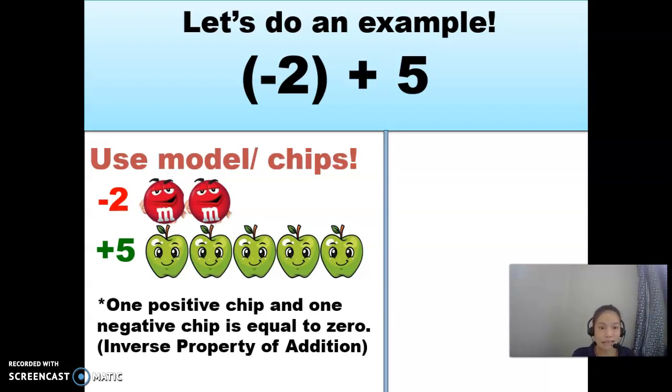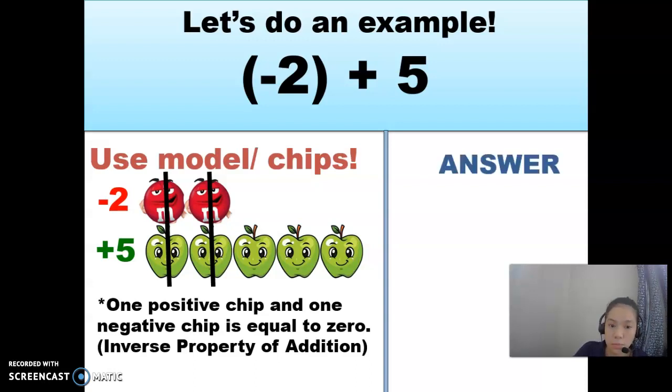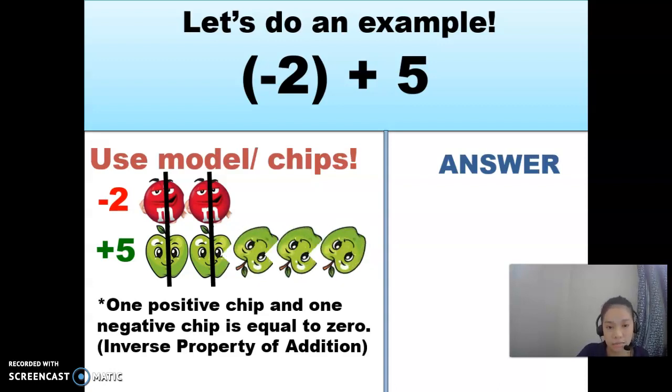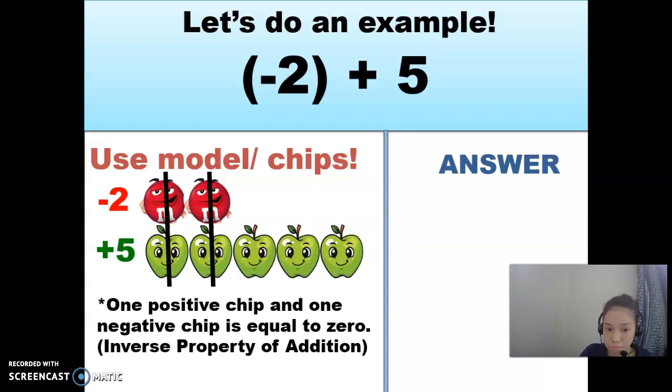So applying the inverse property of addition, adding up the opposite of a number will give you 0. So positive and negative is 0. Or, the opposite of negative 2 is positive 2, so it is equal to 0. So the remaining chips or model that we have is 3 positive. So the answer is positive 3.